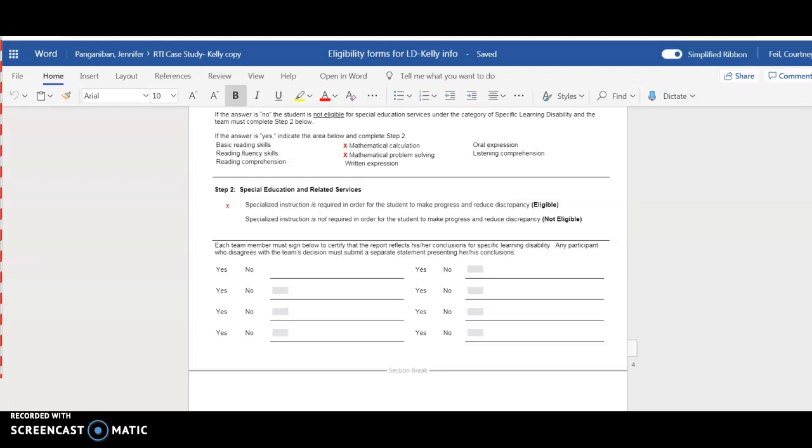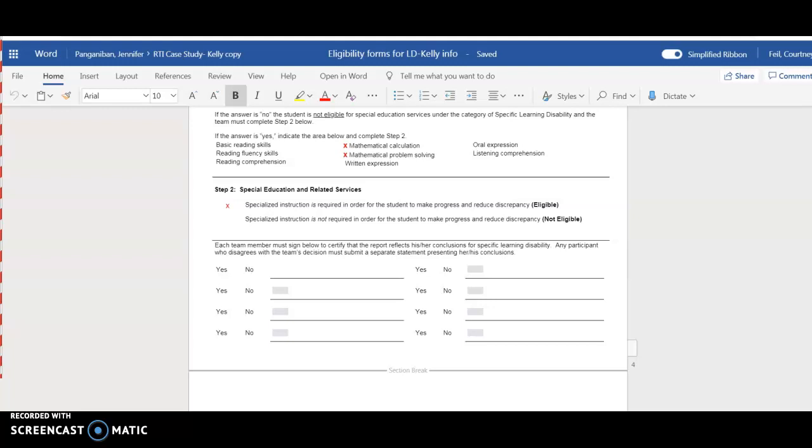And then this last section is just for the team members who are present at the meeting to go ahead and sign off, and they're either going to say yes, they agree with this, or no, they do not agree with this. If any participant disagrees with the team's decision, they must submit a separate statement presenting his or her conclusions as to why they disagree with this statement.